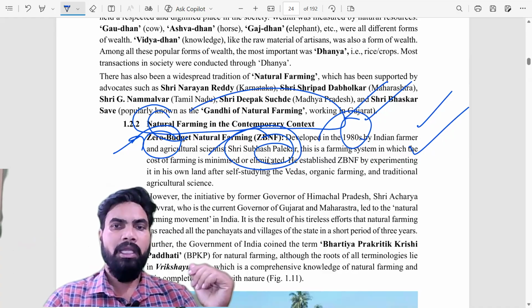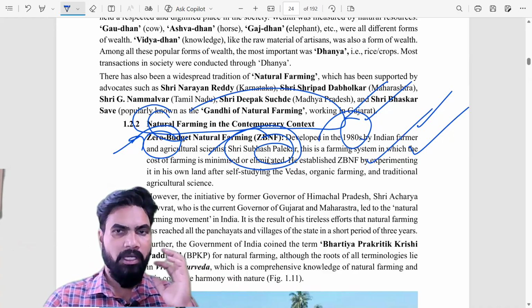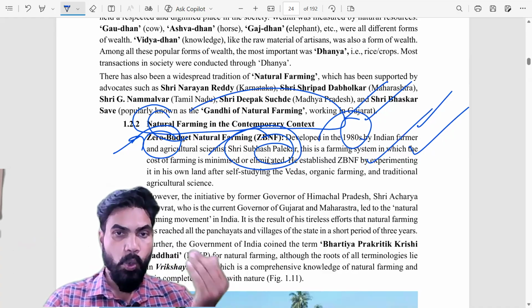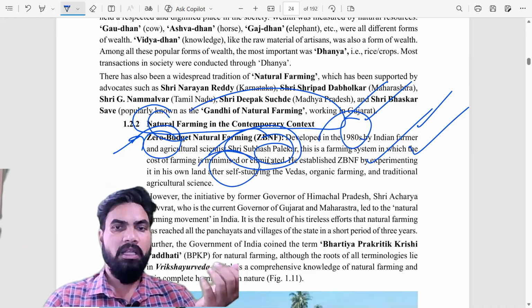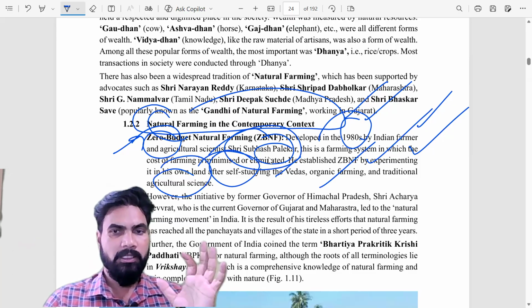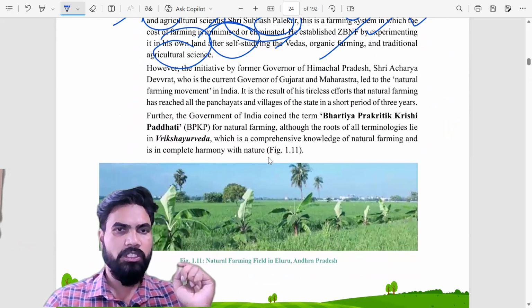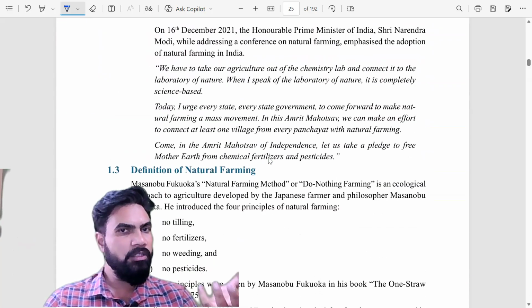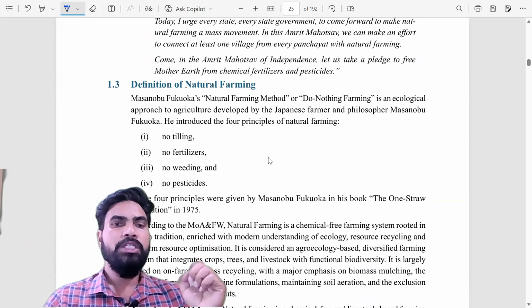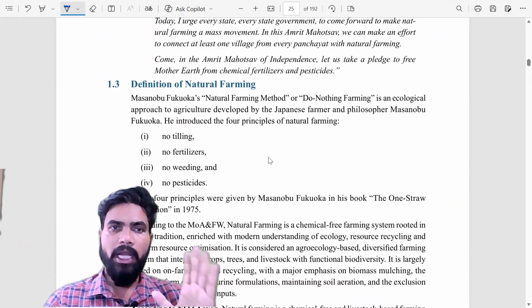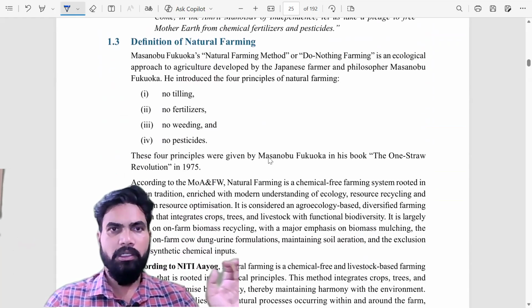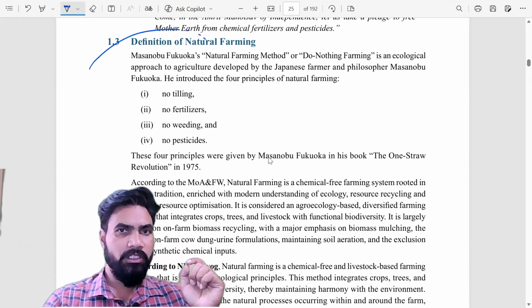Then he established the method of ZBNF by experimenting in his own land, after self-studying the Vedas, organic farming, and traditional agricultural science. This is the present context, ZBNF, and this is what the government of India is also trying to promote. Right? This much introduction is more than enough. Then we will see the definition of natural farming.